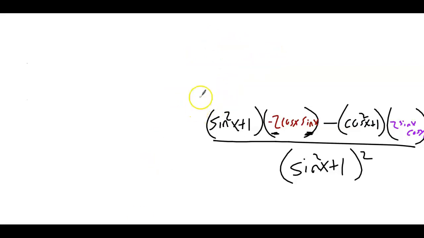And I want you guys to compare this half with this half. You notice that they have something in common? They both have the same factor there. They both have a 2 cosine x. What I'm going to do is I'm going to factor that 2 cosine x out. So if I do that, here's what I'm going to get.